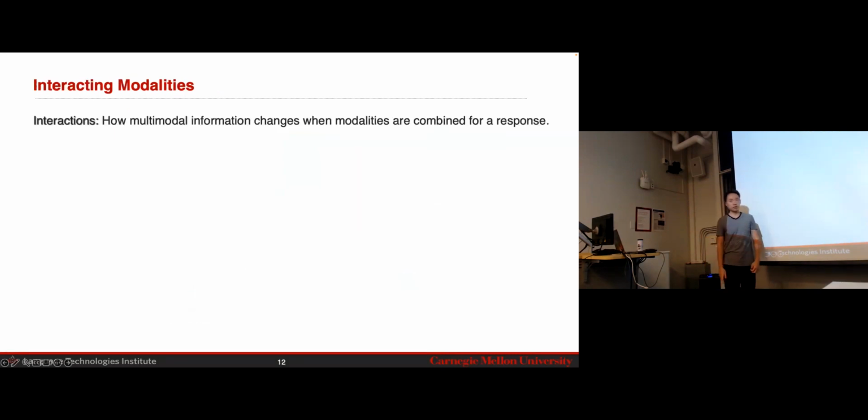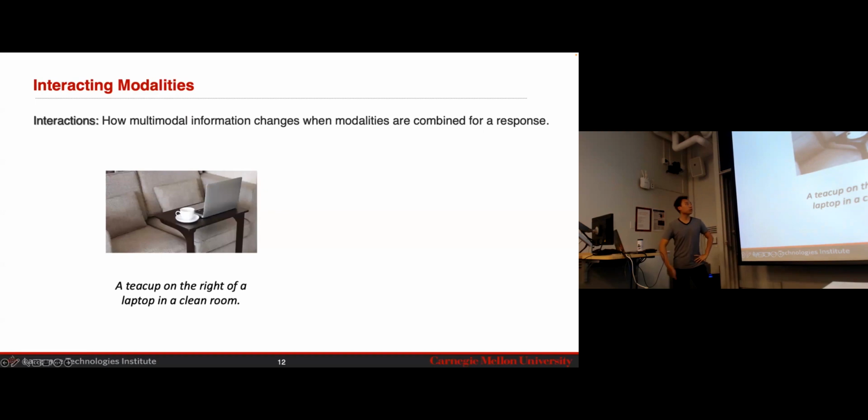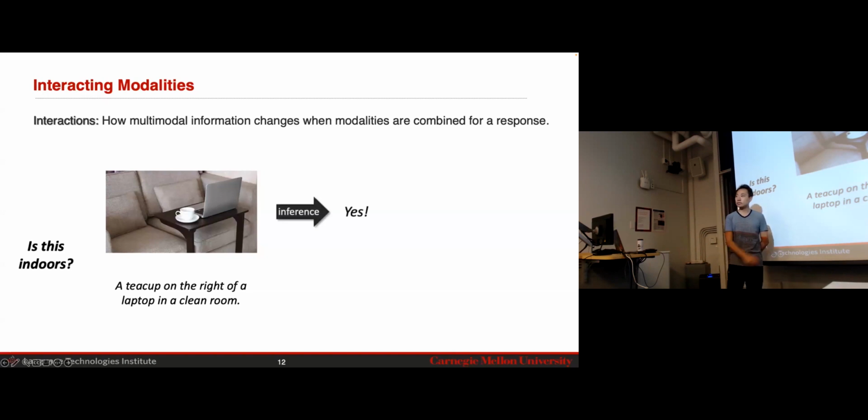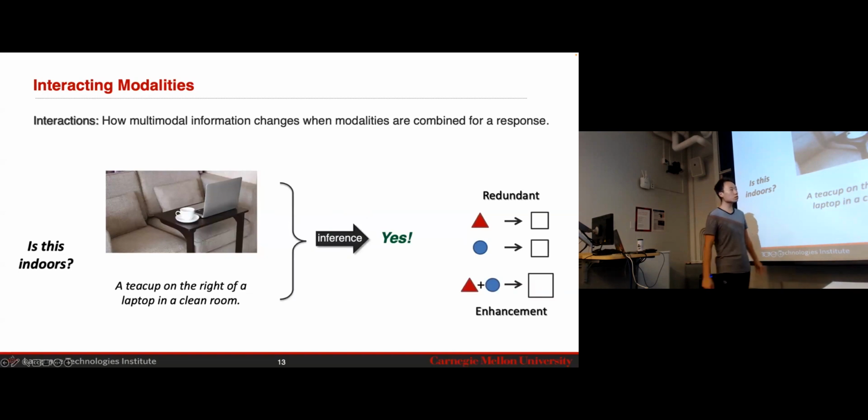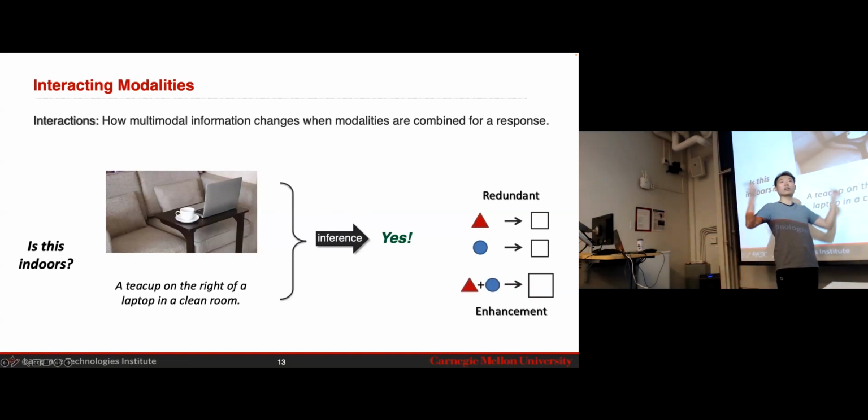So what are some examples of these interactions? I'm going to start very simple. Let's just say you have this image and you have a caption that roughly mostly describes the image. And if I ask you a task, is this indoors, right? You look at the image, you're probably going to say, yes, it's indoors. You look at a caption, a teacup in the room, probably yes, it's also indoors. So here's an example where the interaction is redundant, right? Both modalities giving you the same information in response to the task. And when you combine these two modalities, you're most likely going to get a yes with higher confidence.